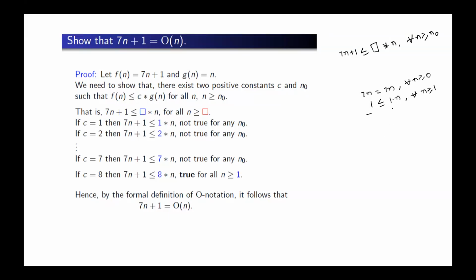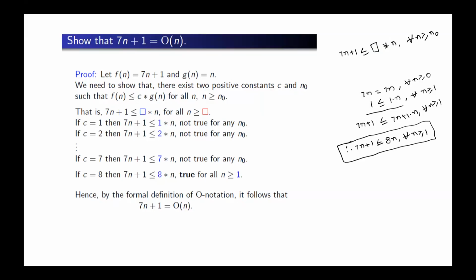Now you add both. 7n plus 1 is less than or equal to 7n plus 1n. Combination will be true for the common part. One is true for n greater than or equal to 0, the other for greater than or equal to 1. Common part is n greater than or equal to 1. Is that okay? That means easily we can say that 7n plus 1 is less than or equal to 8n for all n greater than or equal to 1. Is this correct? Yes.